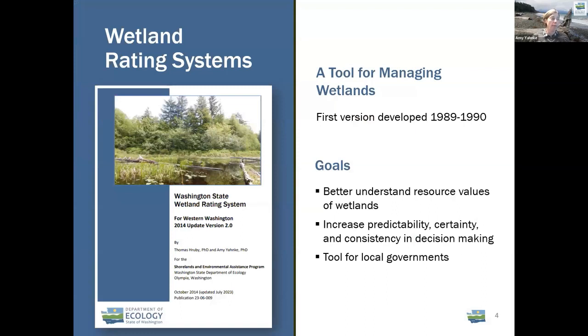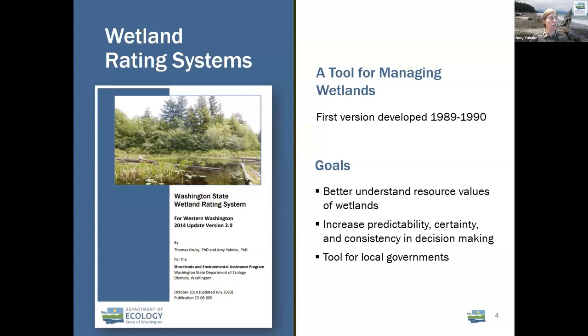The rating systems are commonly used in the state to help regulate wetlands. They've been around in some form since the early 1990s and have been updated several times in keeping with our mandate to use best available science to protect critical areas. The rating systems were developed to better understand wetland values in a more scientifically valid way, and they allow for a consistent approach across the state to make decisions about protection.